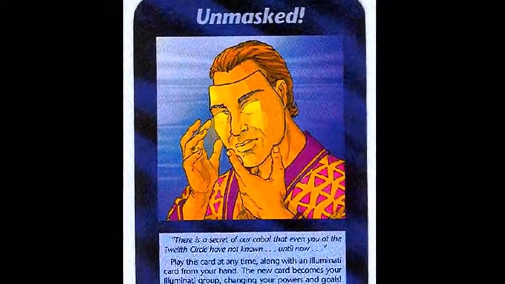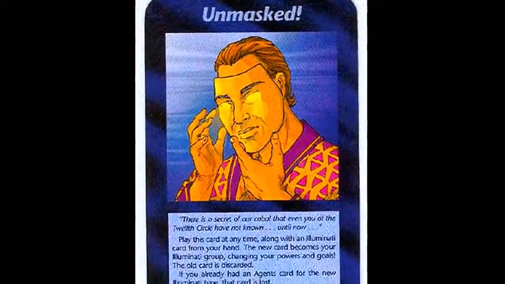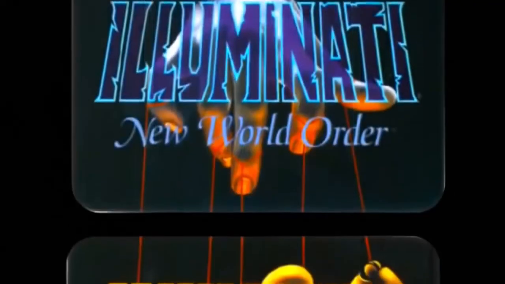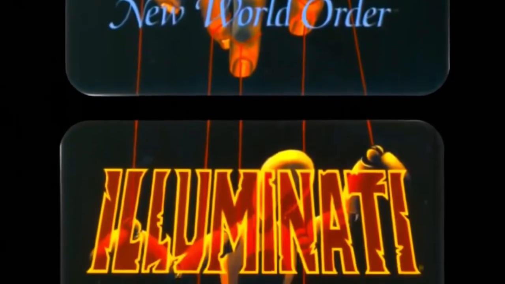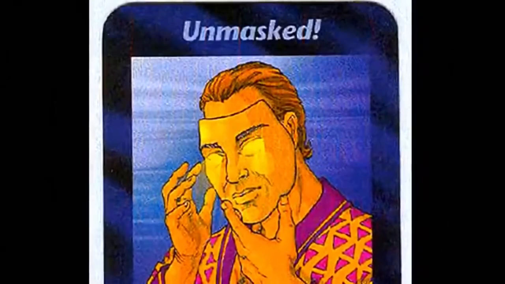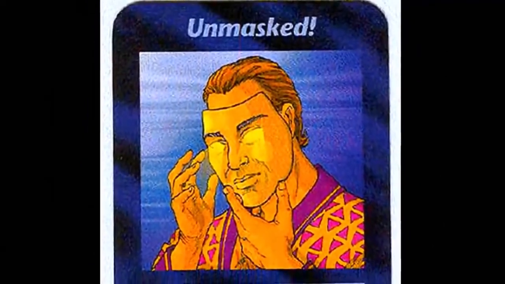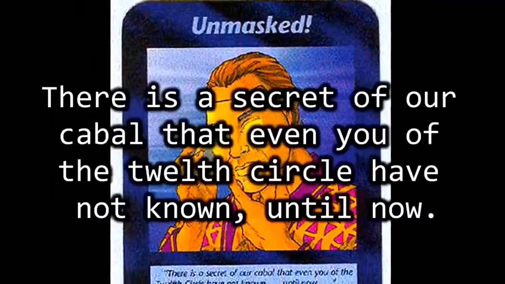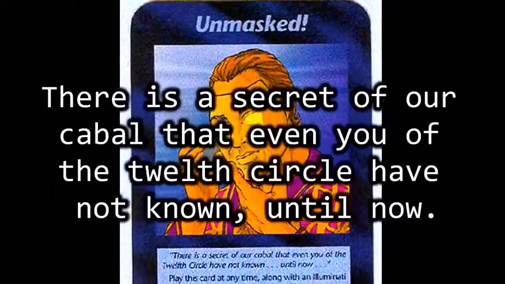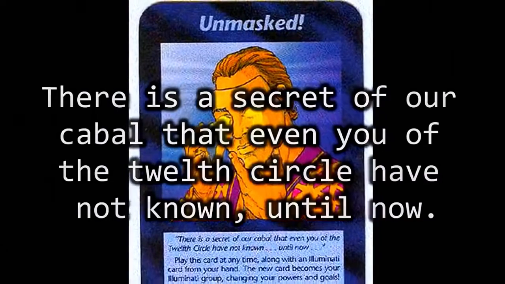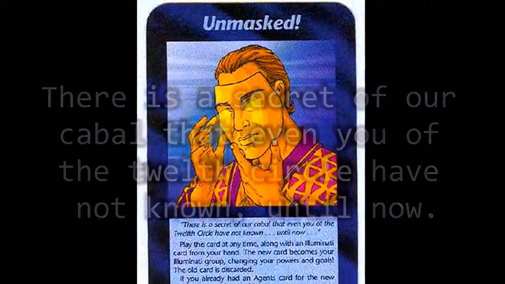But here's another picture that's worth 1,000 words. It's a card from Steve Jackson's card game, Illuminati, the Game of Conspiracy. The card's name is Unmasked. And the caption below reads, "There is a secret of our cabal that even you of the 12th circle have not known until now." Now, to understand the magnitude of this card, you need a bit of context.